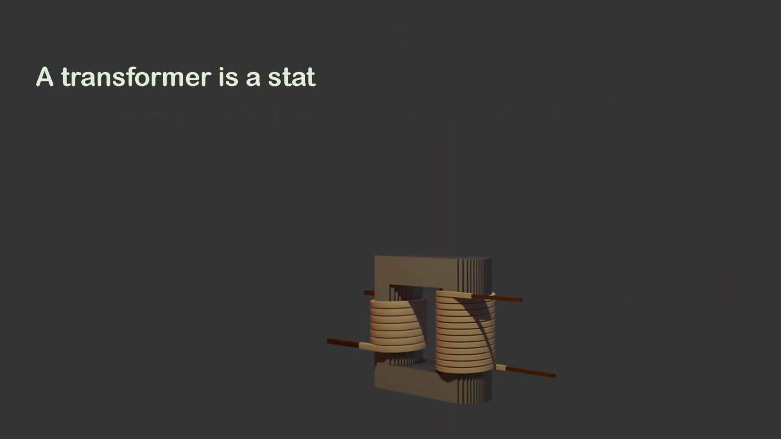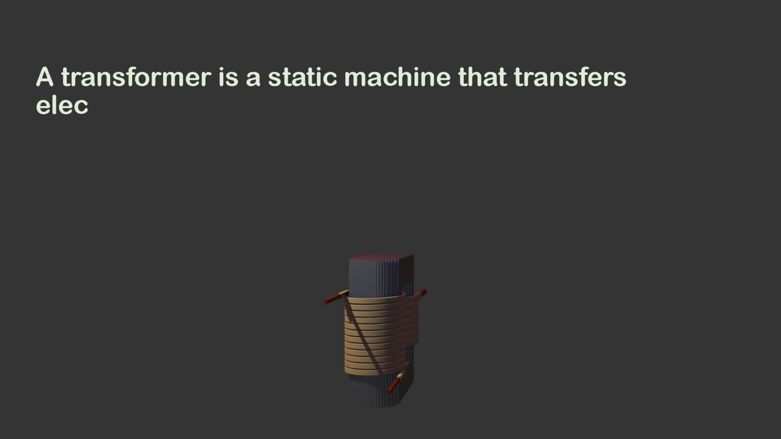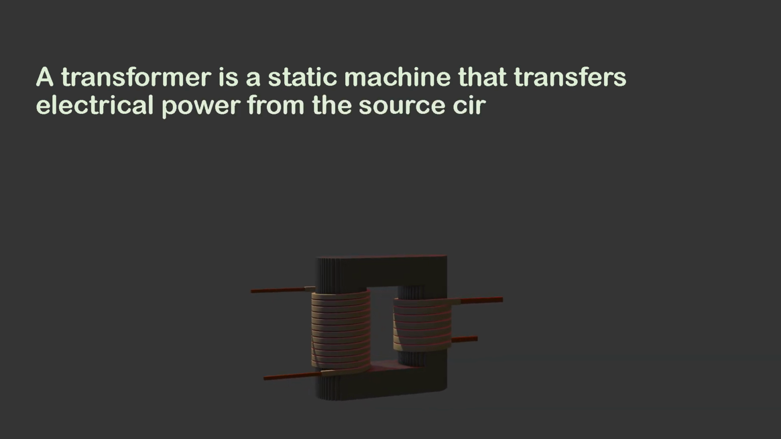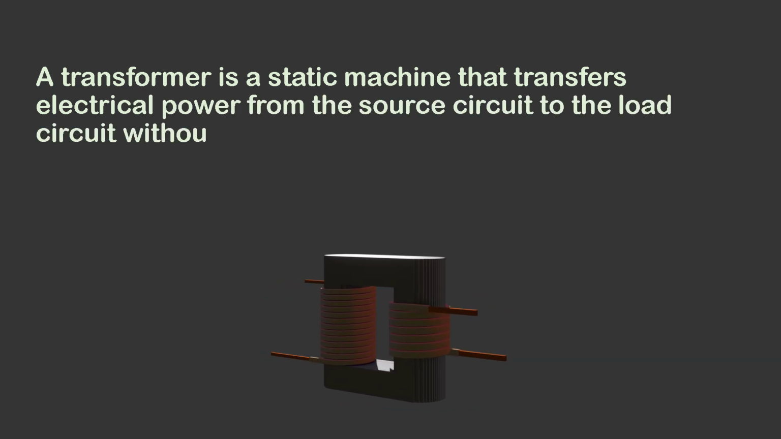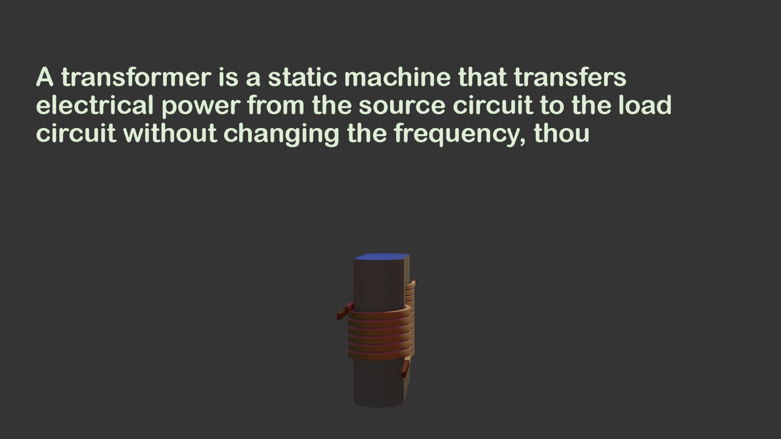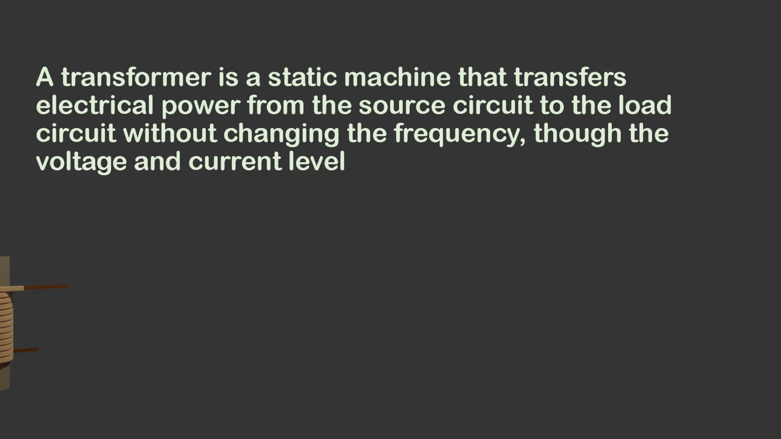So finally we can say, a transformer is a static machine that transfers electrical power from the source circuit to the load circuit without changing the frequency, though the voltage and current levels may differ.